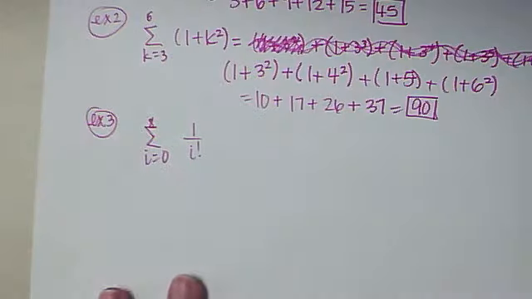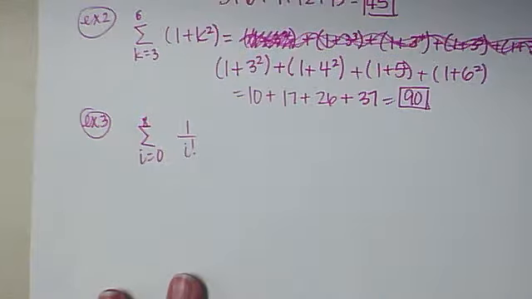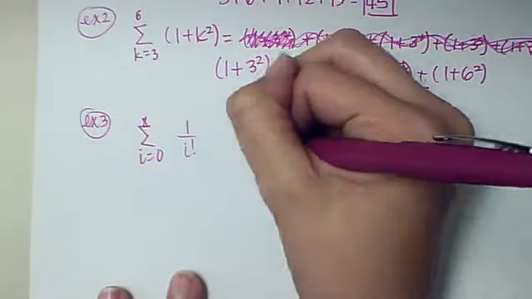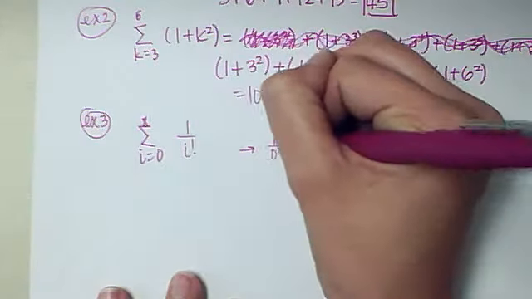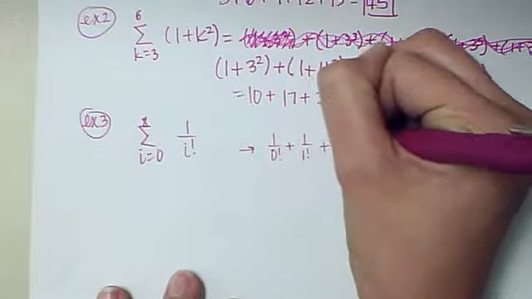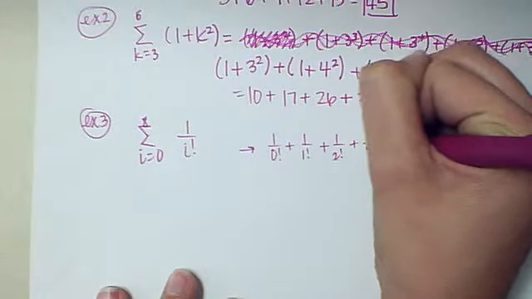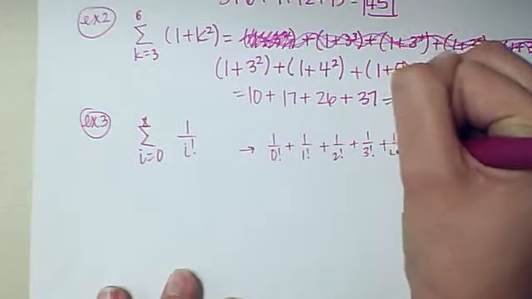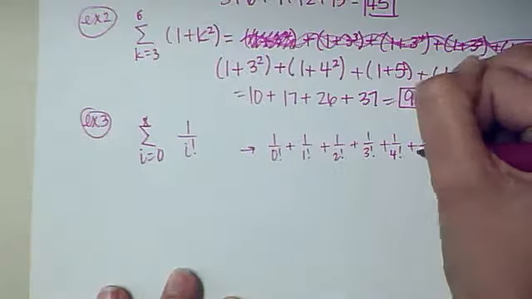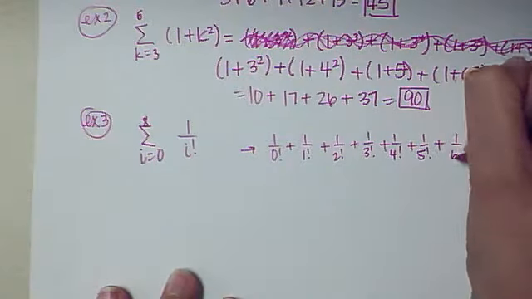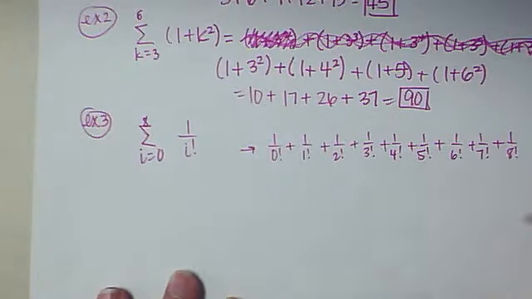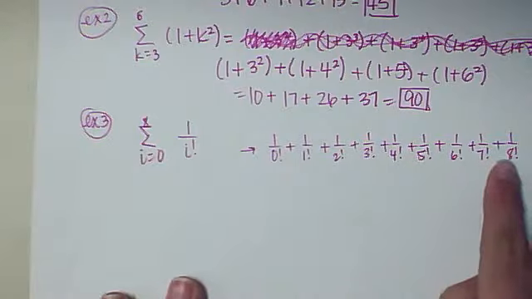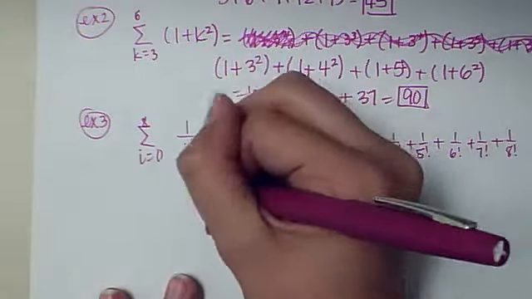Remember, factorial from yesterday means n times n minus 1 times n minus 2 and on and on. So if I start this right here, my answer, I'm going to do 1 over 0 factorial, plus 1 over 1 factorial, plus 1 over 2 factorial, plus 1 over 3 factorial, plus 1 over 4 factorial, 1 over 5 factorial, 1 over 6 factorial, 1 over 7 factorial, and 1 over 8 factorial. And I can stop at 8 because that is my final number.